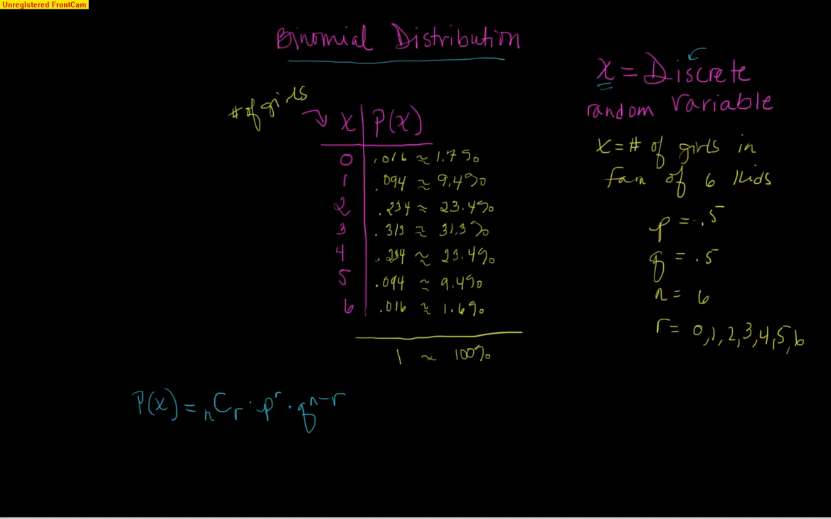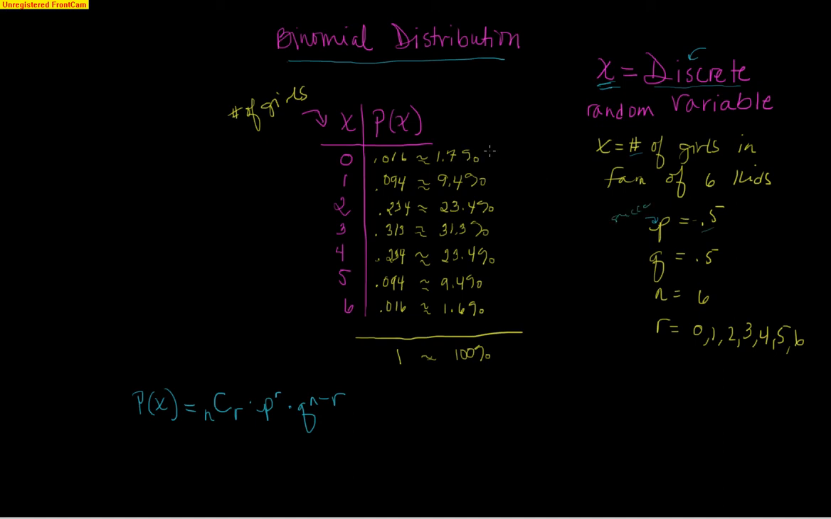Here's an example of a binomial distribution. We start out by defining our discrete random variable, and if you remember, discrete means that our variable is countable. So an example of a discrete random variable would be the number of girls in a family with 6 kids. So if you remember, P is the probability of success. So in this case, that would be having a girl. The probability of having a girl is half, or 0.5.